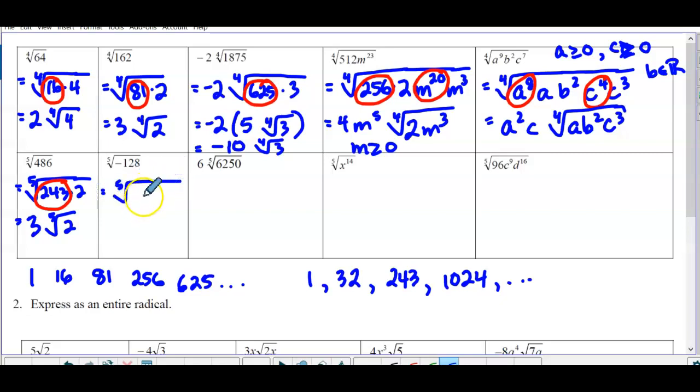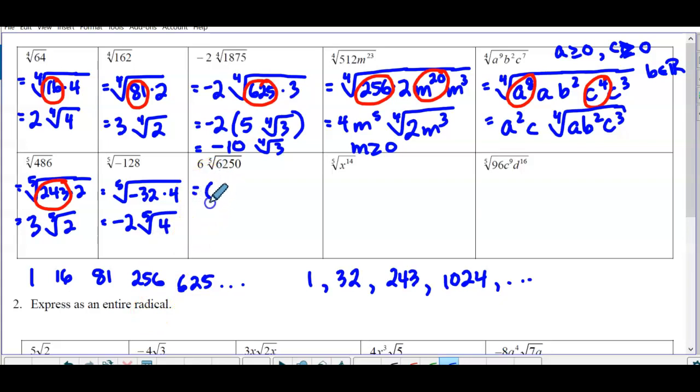Then 5th root of negative 128. So 32 goes into that 4 times. So I'm going to put negative 32 times 4. 5th root of negative 32 is negative 2. 5th root of 4.